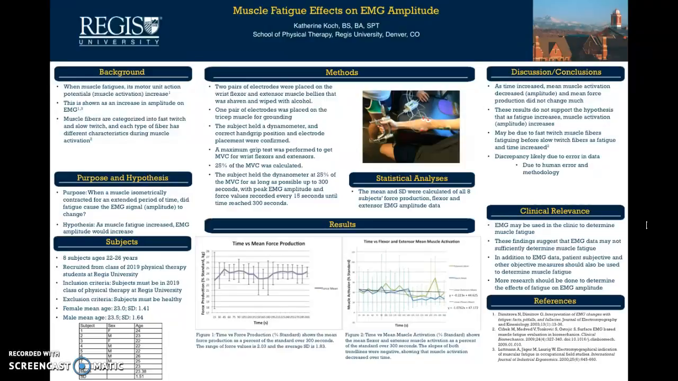These results did not support the hypothesis. Instead, as time and fatigue increased, the amplitude decreased. This discrepancy may be partially due to fast twitch muscle fibers being recruited and fatiguing quickly, after slow twitch fibers that were recruited in the beginning fatigued over time. However, this discrepancy in the study was likely caused by human errors and flawed methodology.